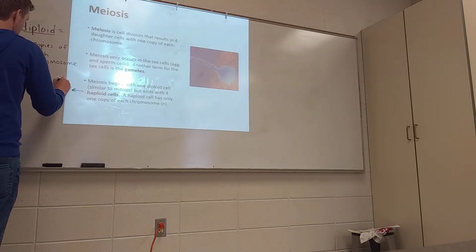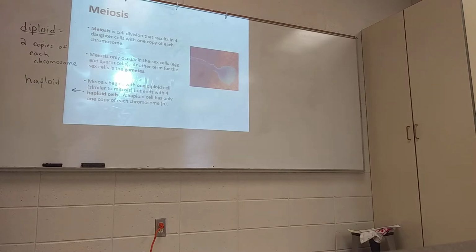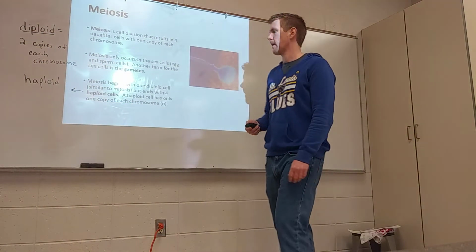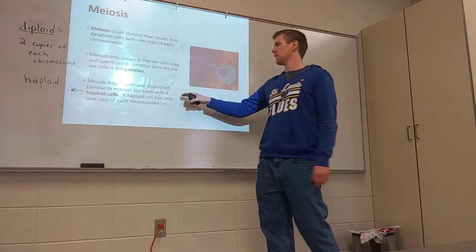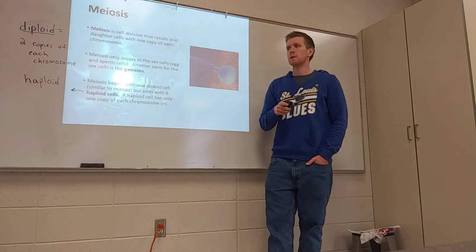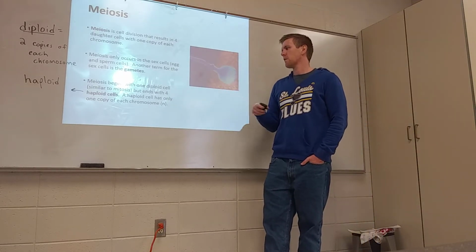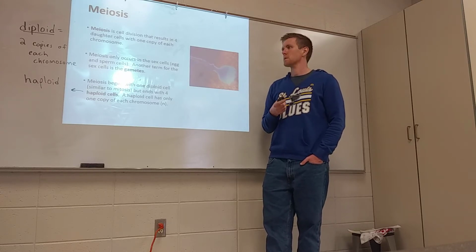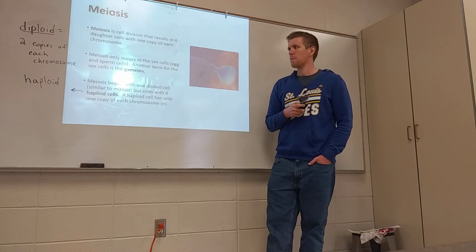And so what meiosis does is it starts with a cell that's diploid and ultimately produces 4 cells that are haploid. 4 egg or 4 sperm cells, depending on what sex we're talking about. So meiosis begins with one diploid cell, just like mitosis did, but ends up giving us 4 haploid cells in the end. And each of those haploid cells has one copy of each chromosome.